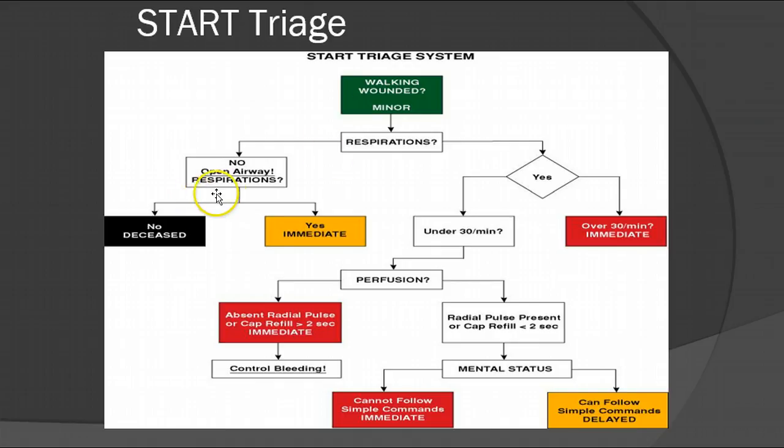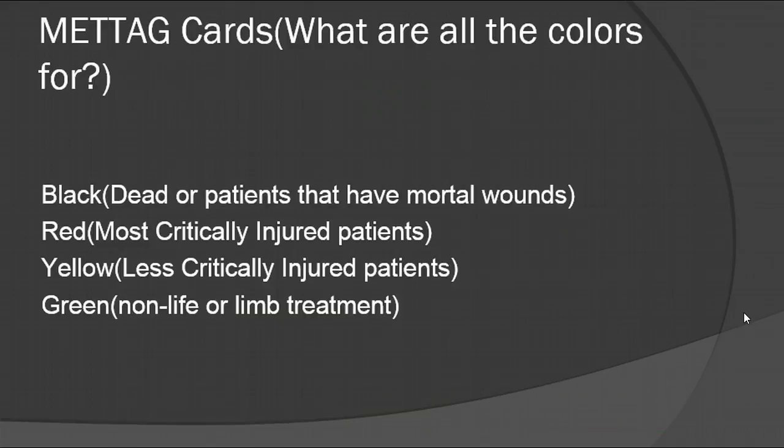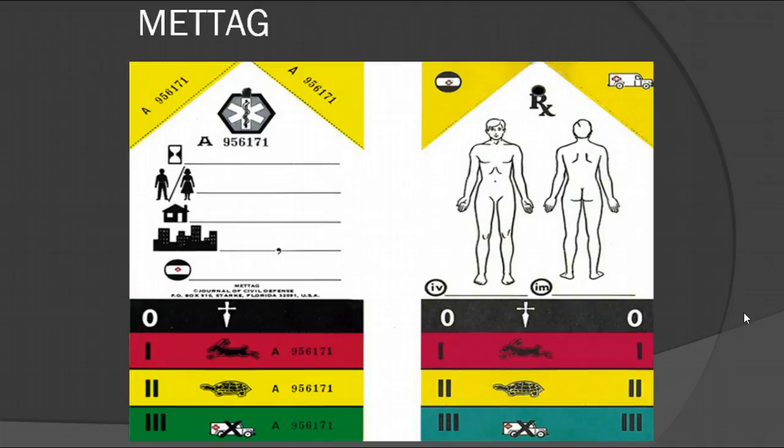So here, if you open the airway and they're able to breathe, they're immediate. But if there are no initial respirations, then you can kind of go through these ones right here. You can pause this if you want to take a look too. Okay, and METTAG cards. Well, we just talked about what these were. And here's what the card looks like.